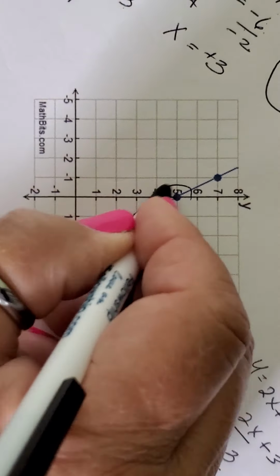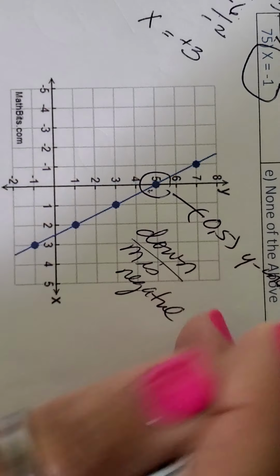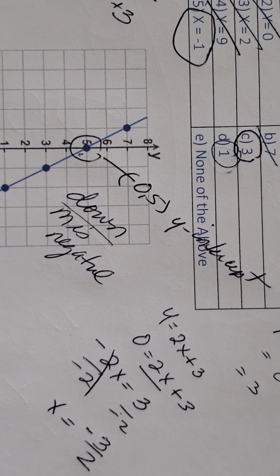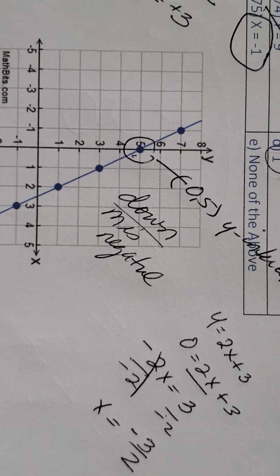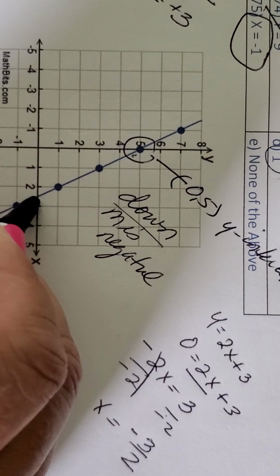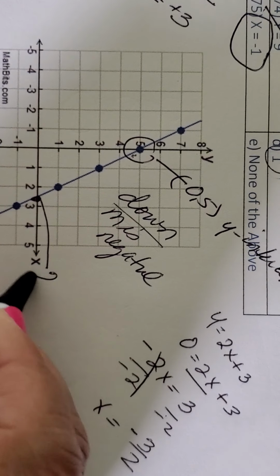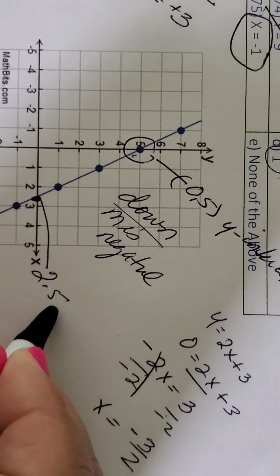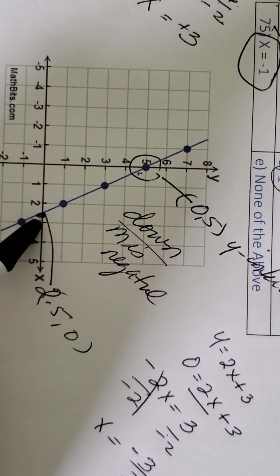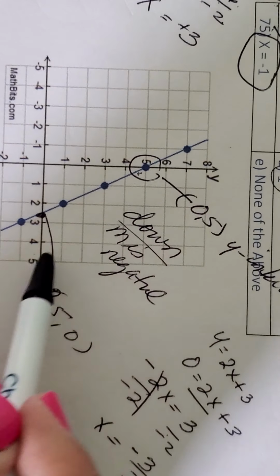This is where the line is intersecting the y-axis. So (0, 5) is the y-intercept. Now, where is this line intersecting the x-axis? Right here. (2.5, 0). It's in between 2 and 3. So this is the y-intercept, and this is the x-intercept. The slope is negative.